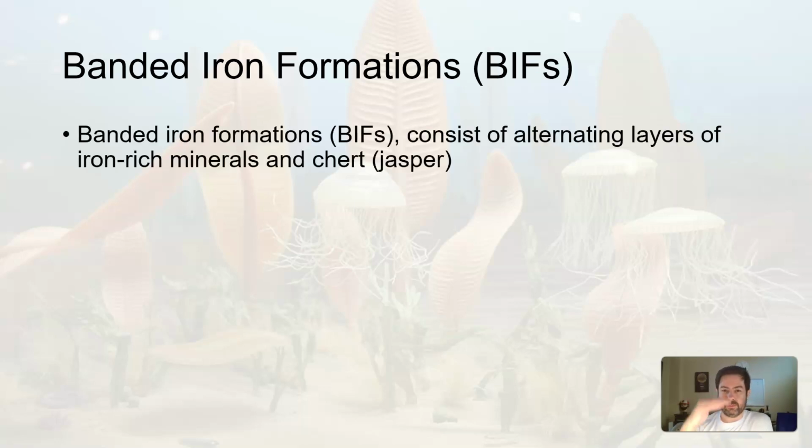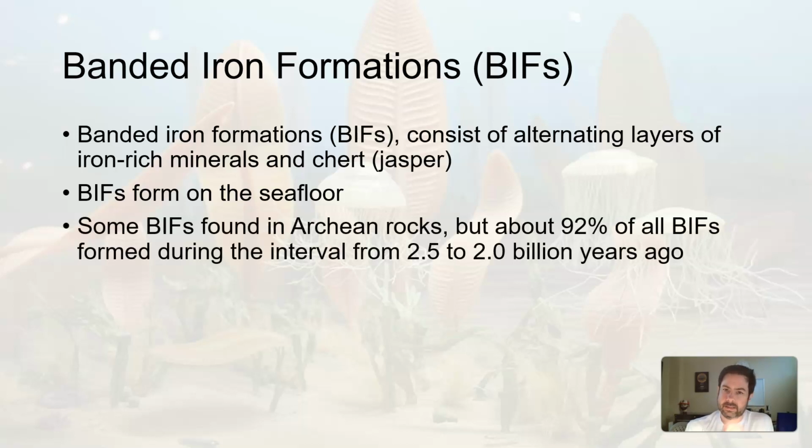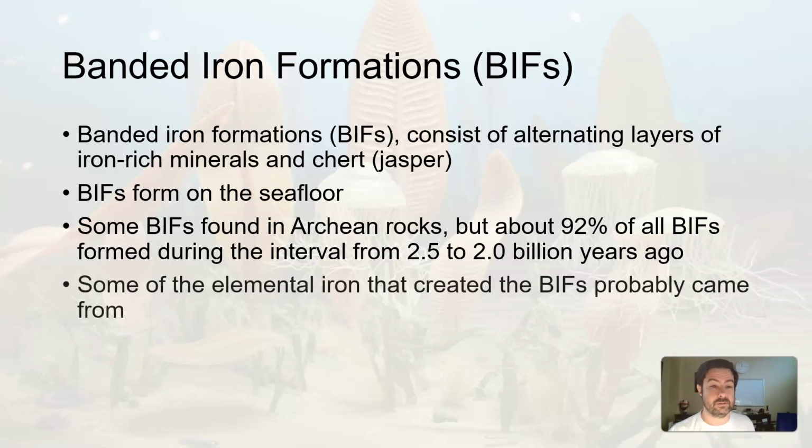Again, a little refresher. Banded iron formations are layers of iron-rich mineral and chert or jasper, which is actually silicate-based minerals, kind of like quartz. Again, these BIFs form on the sea floor. We talked about some BIFs being found in Archean rocks, but not a whole heck of a lot. They started to form in the Archean, but 92% of all BIFs formed during the interval from about 2.5 to 2 billion years ago. And then they didn't form after that. So banded iron formations really came to prominence and stopped in the Proterozoic eon.